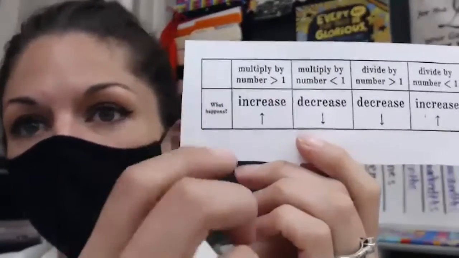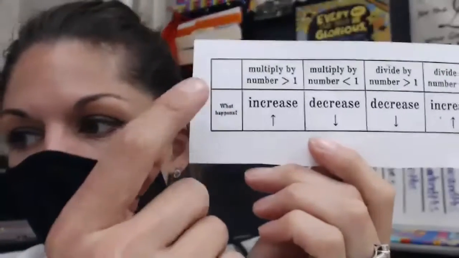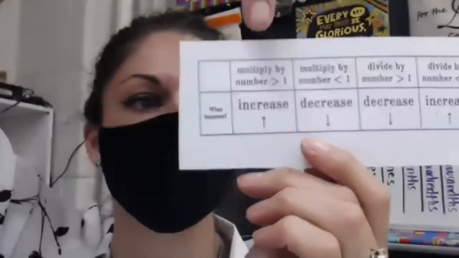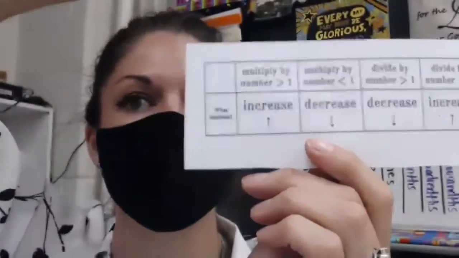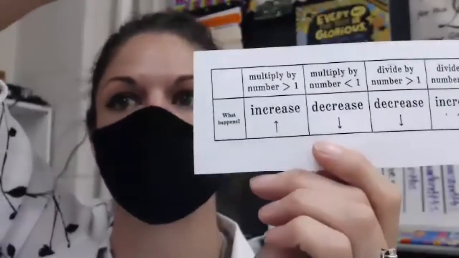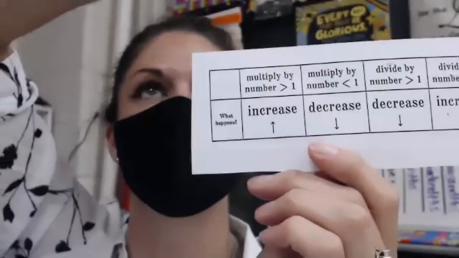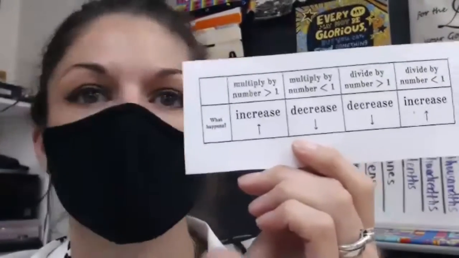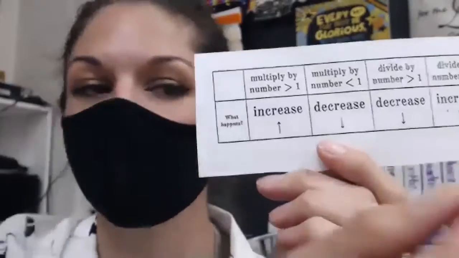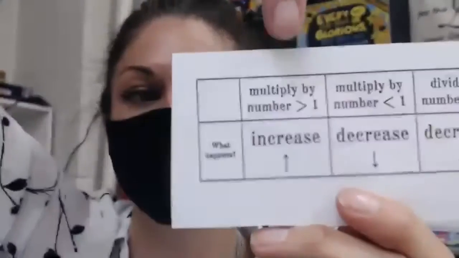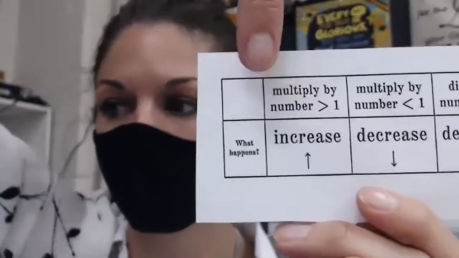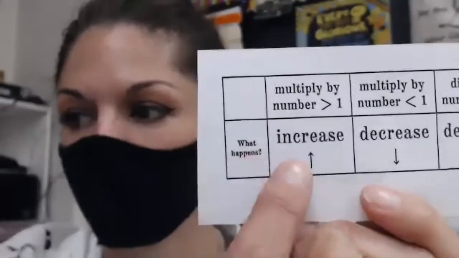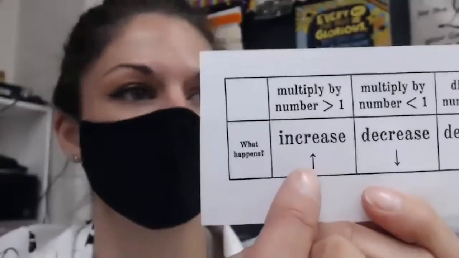What do you notice about this chart? Look in the first column, it says when multiplying by a number. What's that symbol mean when the open mouth is towards the front? What's that mean? Go ahead, say it. Greater, yep. Thank you, Michael. When you're multiplying by a number greater than 1, what happens to that number? It gets bigger, it increases in value.